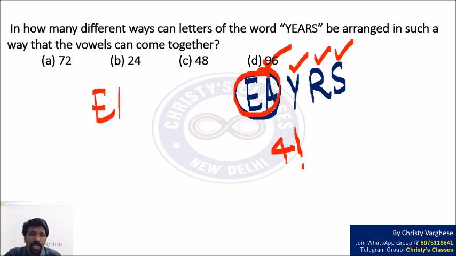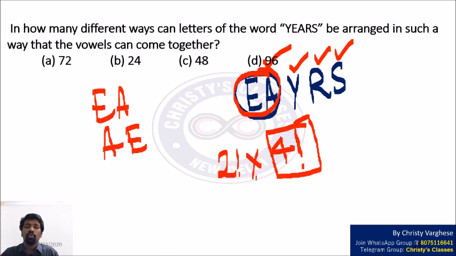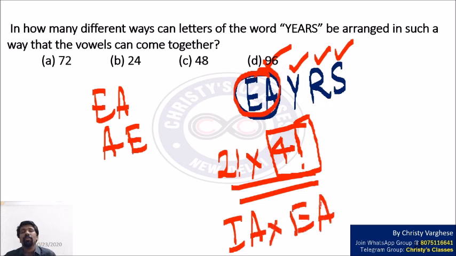Why? Because EA is one arrangement, AE is another arrangement. That is also vowels together, right? That means for these 4 factorial possibilities, there are 2 times you can write that. Simply speaking, for these kinds of questions you can use the idea of internal arrangement into external arrangement. Internal arrangement means, for those letters that are coming together, how many ways they can be internally ordered, because here order matters. Into total all the letters.